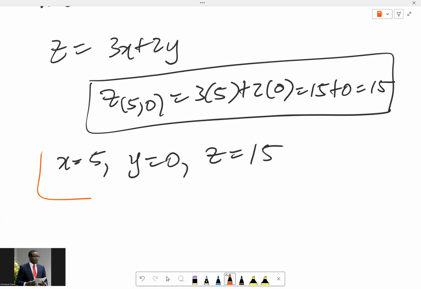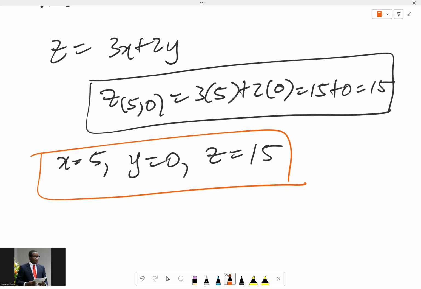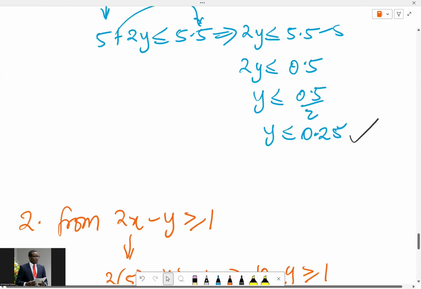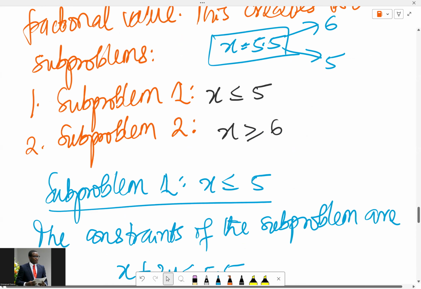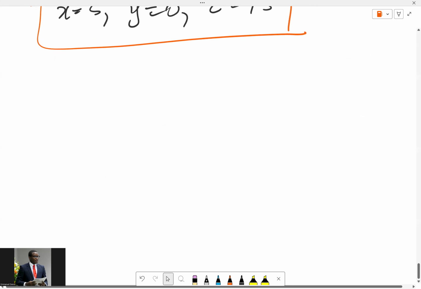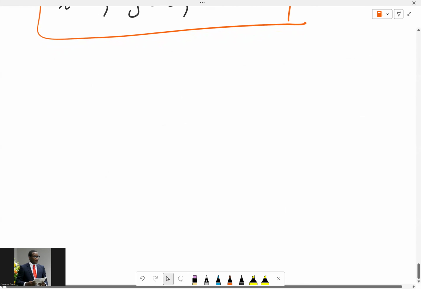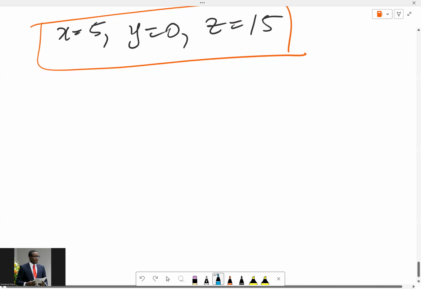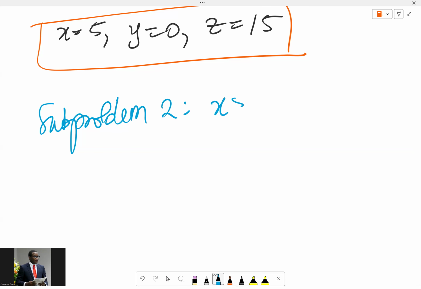So that is the optimal solution we have from subproblem 1. But we also have to solve subproblem 2 to see if we are going to get a better result from that. So that takes us to subproblem 2, where x is greater than or equal to 6. X is greater than or equal to 6.